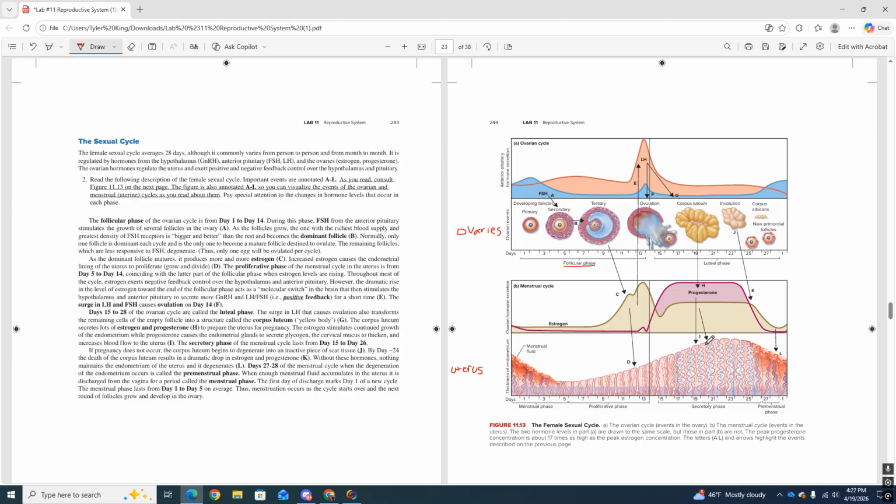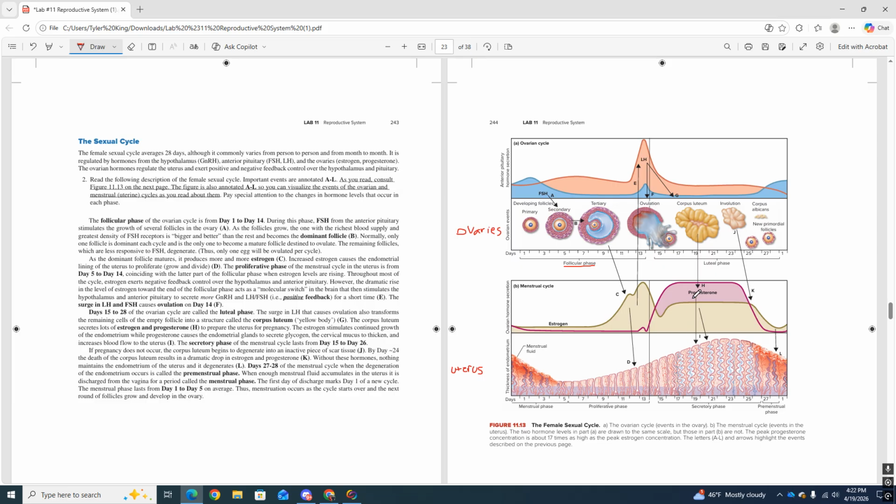endometrium growing. So the estrogen stimulates continued growth of the endometrium, while progesterone causes the endometrial glands to secrete glycogen, the cervical mucus to thicken and increase blood flow to the uterus via letter I. The secretory phase, which lasts about days 15 to 26, is labeled down here.